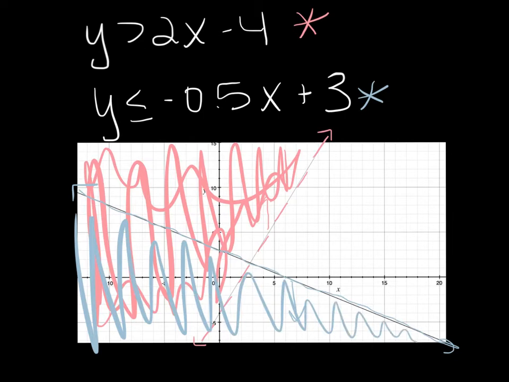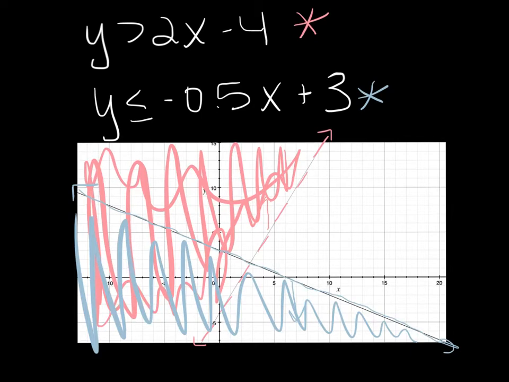Alright, so now it just kind of looks like a bunch of scribbles all over the place, and that is kind of what it looks like. But we're talking about solutions, right? The solution to the pink inequality is anything that's in pink. The solution to the blue inequality is anything that's in blue. But the solution to the system of inequalities is anything that overlaps.